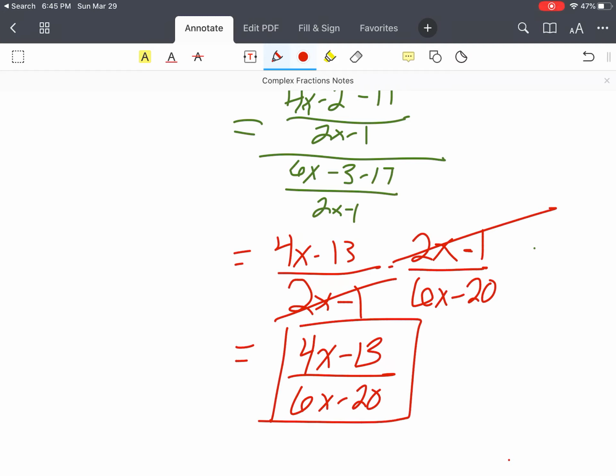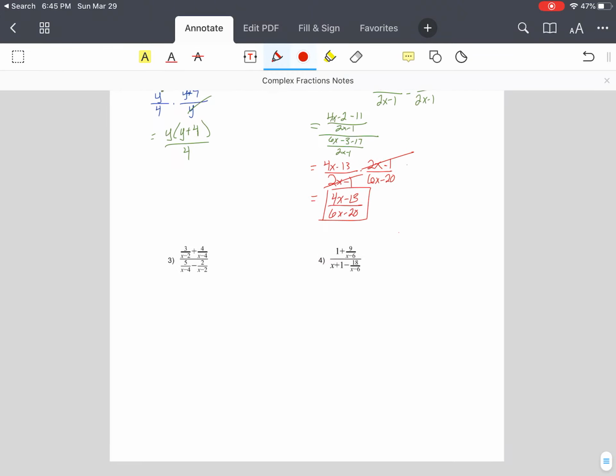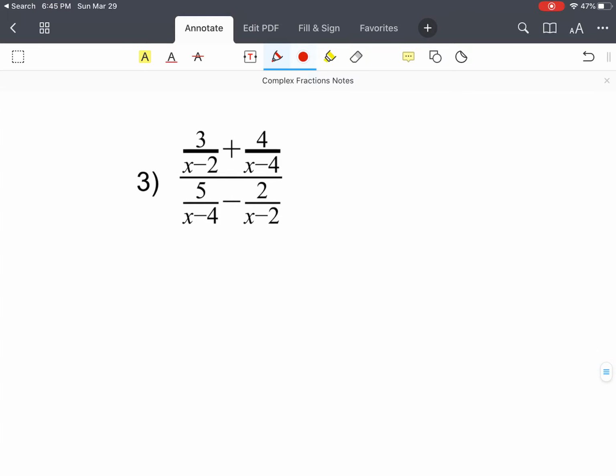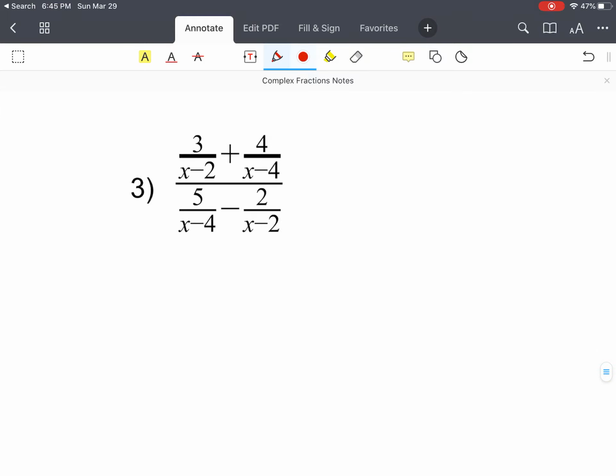Okay. If that 13 was an even number, I would factor a 2 out of everything and then cancel out that 2 on top and bottom. But since it's not, we don't really get to do anything with it. Okay.